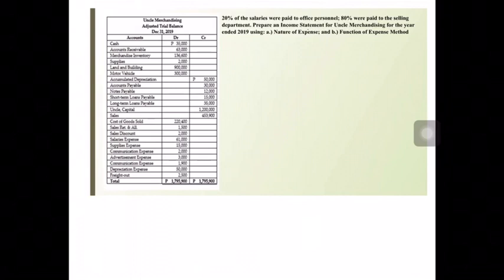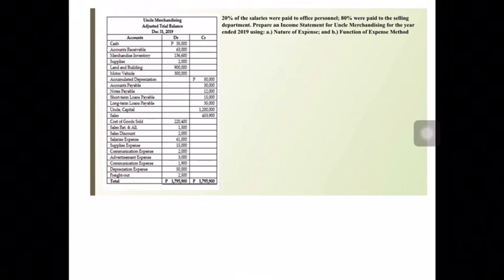So we can now prepare the income statement for Uncle Merchandising here. In this particular problem, we are required to prepare an income statement using your nature of expense and your function of expense method. Here we have a better presentation of the adjusted trial balance for Uncle Merchandising. We already integrated here the adjusted balances or amounts of the accounts.